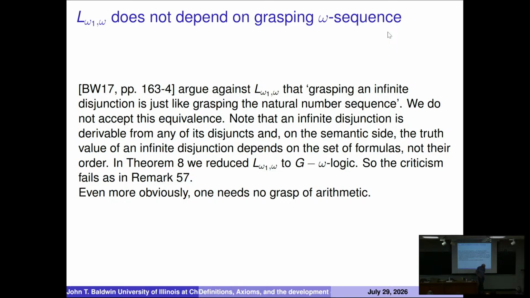And so I guess I keep getting ahead of myself, right? They argue that in L omega 1, grasping an infinite disjunction is like grasping the natural numbers, and I don't agree. An infinite disjunction is derivable from any of its disjuncts, and on the semantic side, the truth value depends on the set of the formulas, not their order. I don't see there's any induction in this at all.